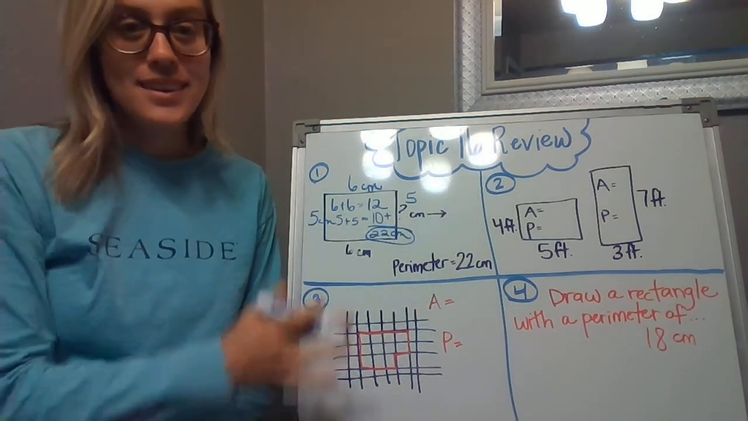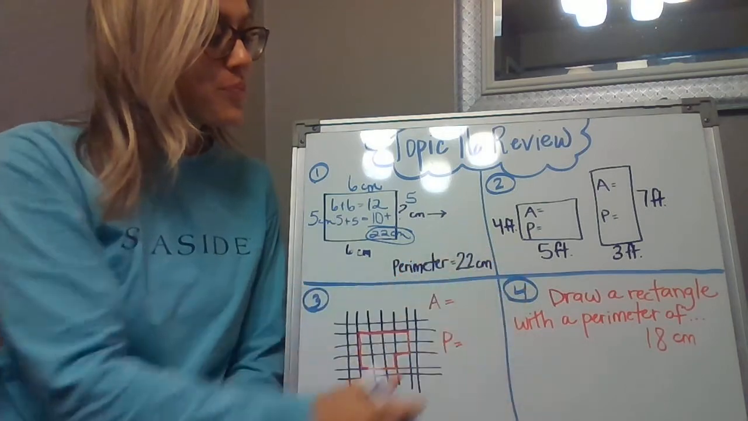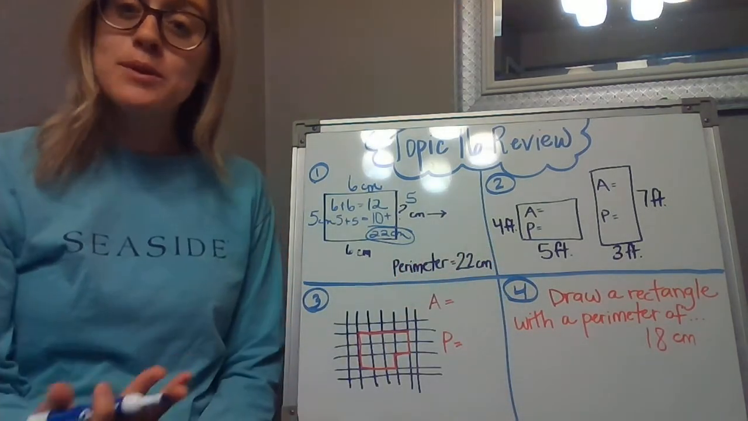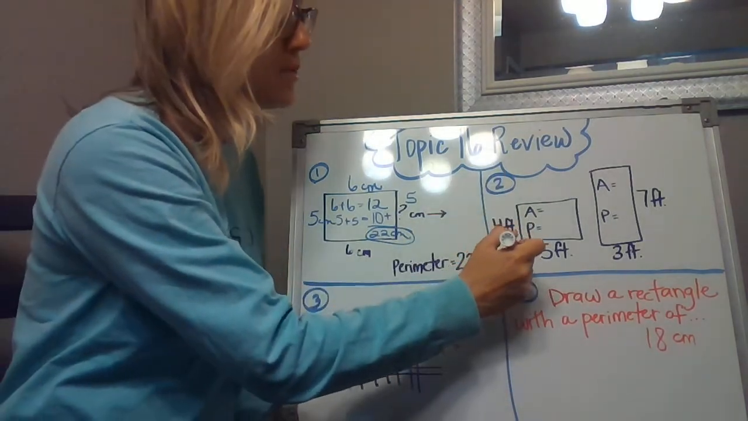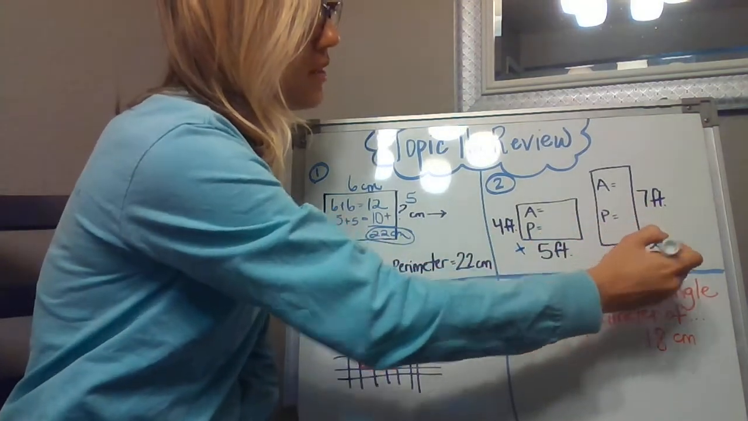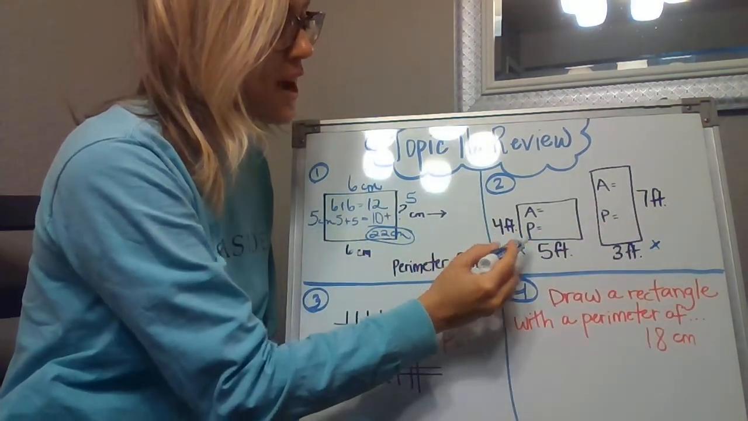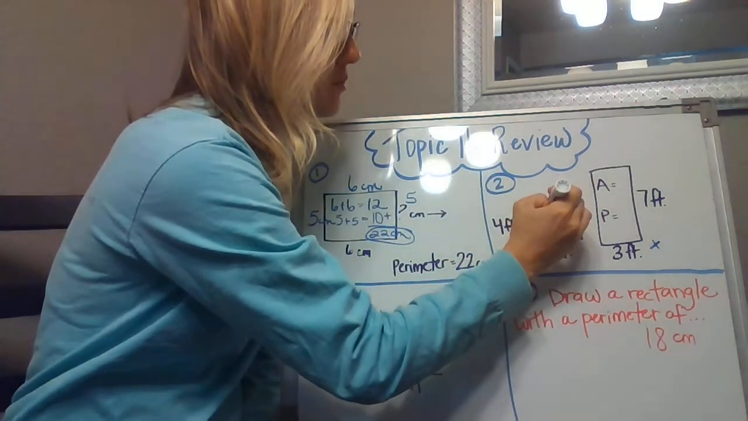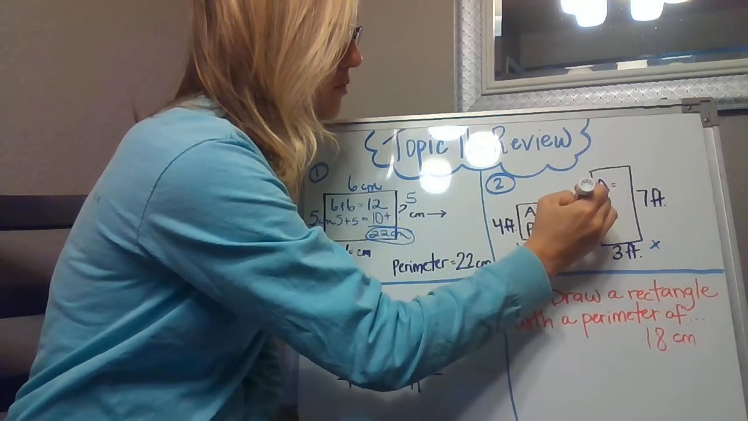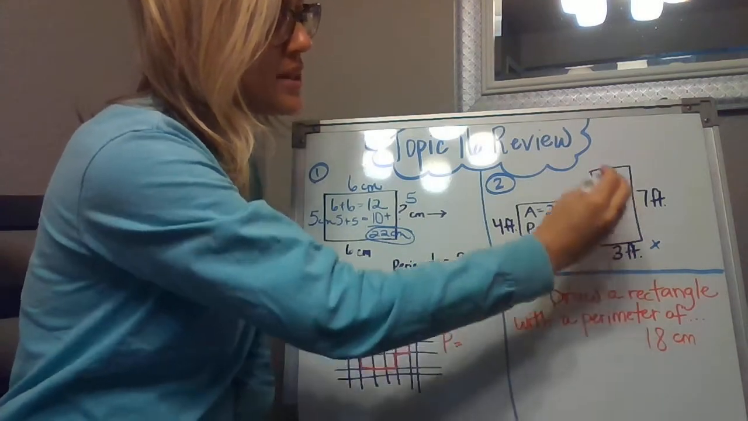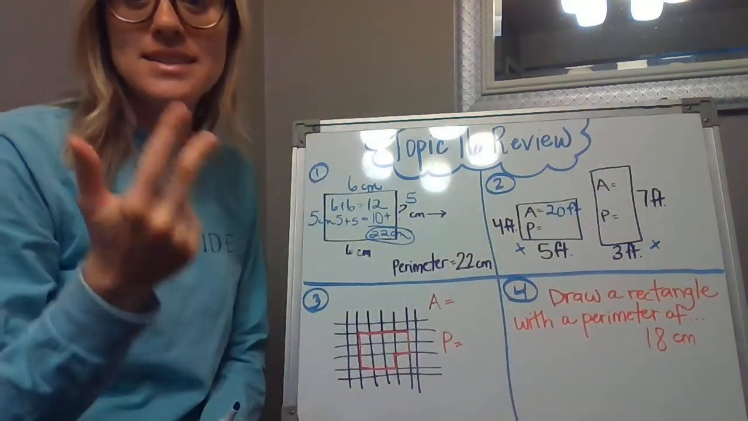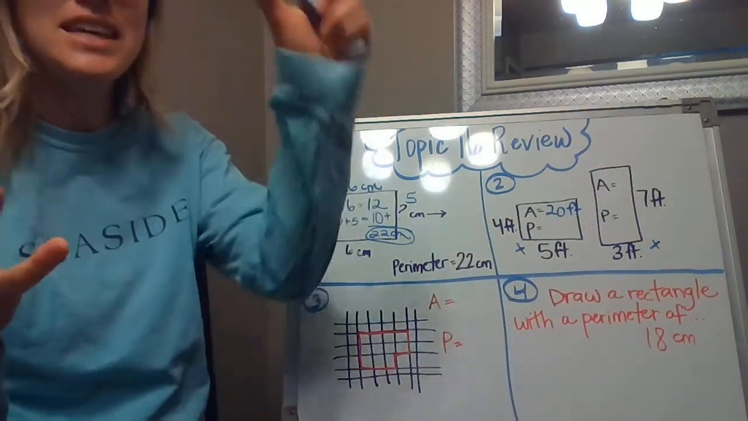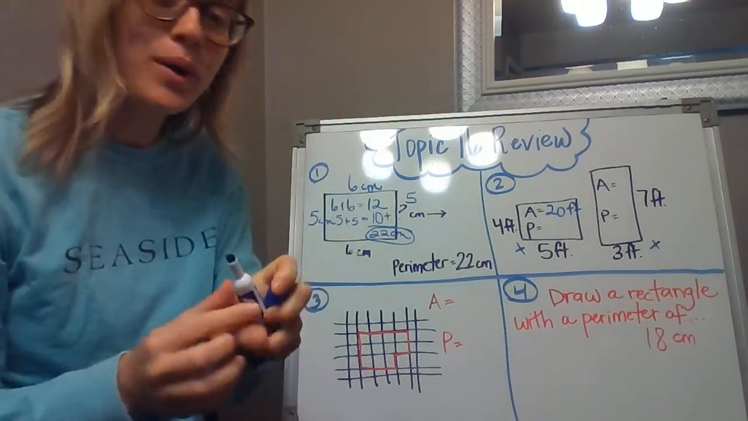All right, we're going to move on to number 2. For the area, we know that we multiply the length times the width. So the area for this one is 4 times 5: 5, 10, 15, 20. The area for this one is 3 times 7: 3, 6, 9, 12, 15, 18, 21.